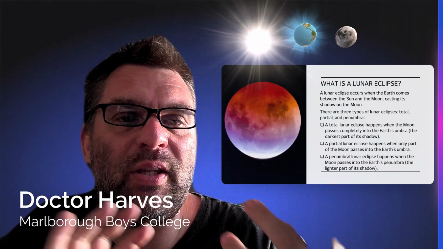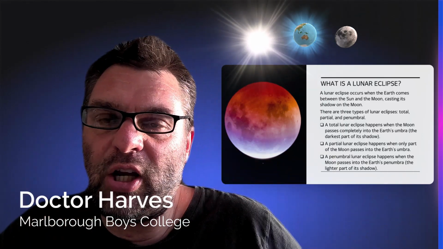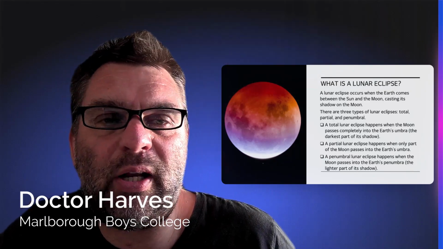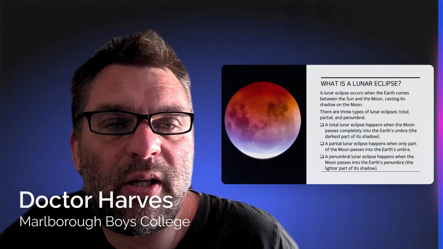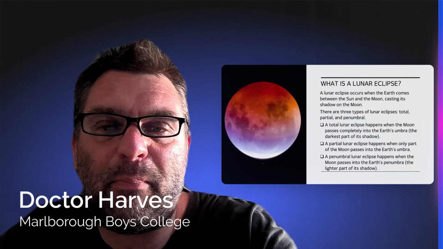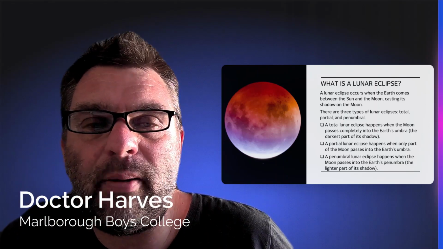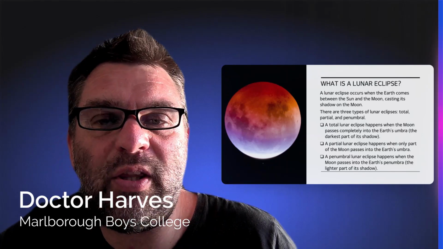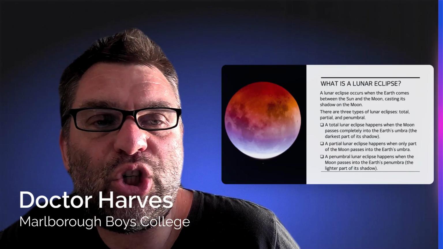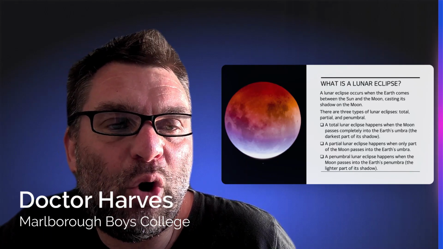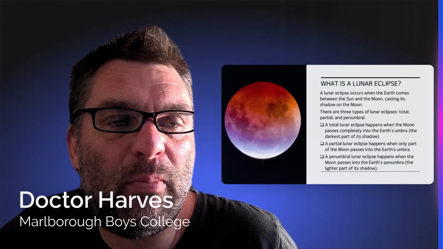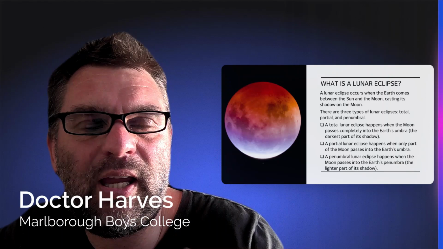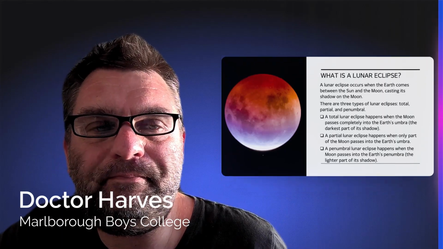Basically, it's when the Earth comes between the Sun and the Moon, so you get a shadow forming on the Moon, like we see here with this blood red moon. There are three types of lunar eclipses. There's a total lunar eclipse, which is when you've got a complete shadow across the Moon. A partial lunar eclipse is when only part of the Moon passes through the Earth's umbra, or shadow. And the penumbral lunar eclipse happens when the Moon passes through the lighter part of the shadow of the Earth, which you kind of see here on this image.